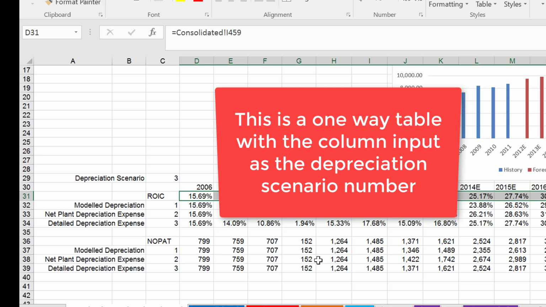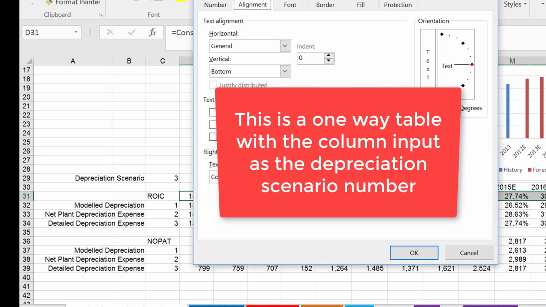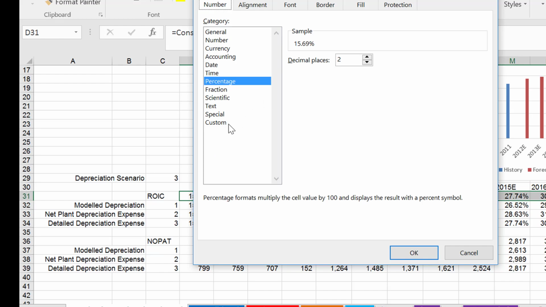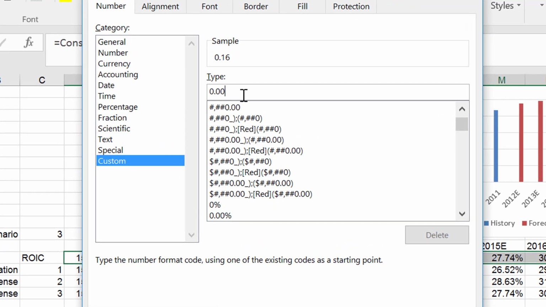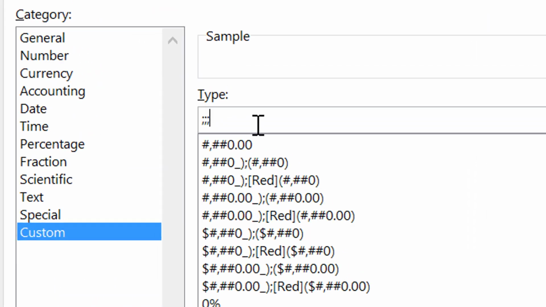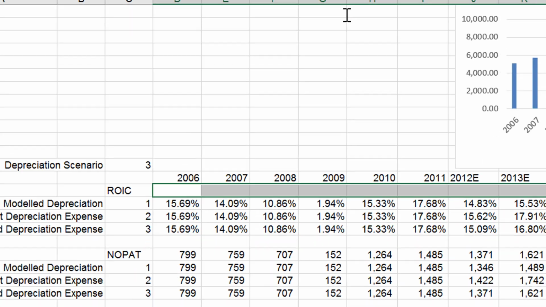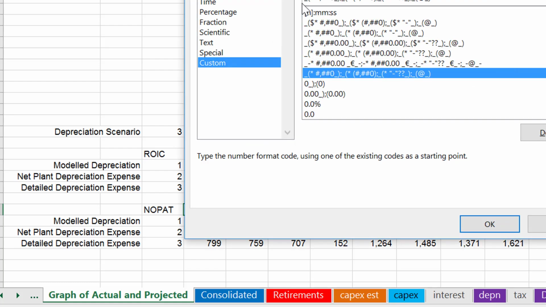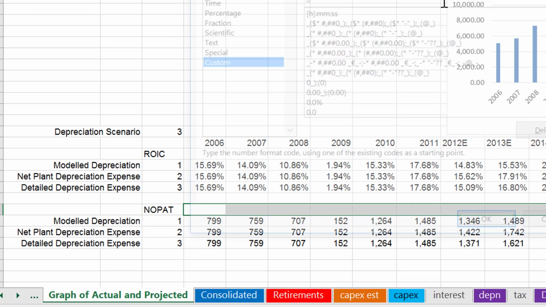I think if you press Control 1 and do this number and custom and put 3 semicolons in, is that right? It's kind of stupid to do, but when I was, I'll do it again. I don't know if I can find it. I'm not good at that stuff.